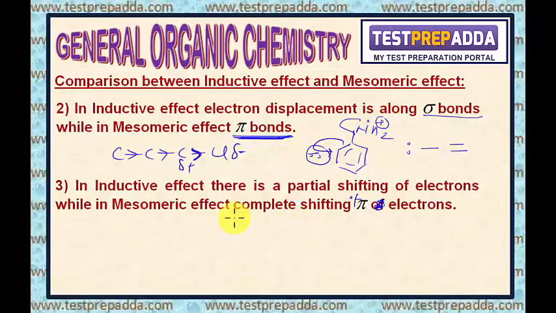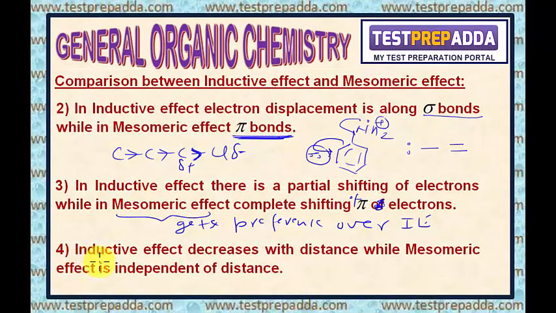And that is why in the majority of cases, mesomeric effect gets preference over inductive effect. So, if these two effects contradict each other, you will prefer the mesomeric effect. My point is clear? Now I'll take another point.